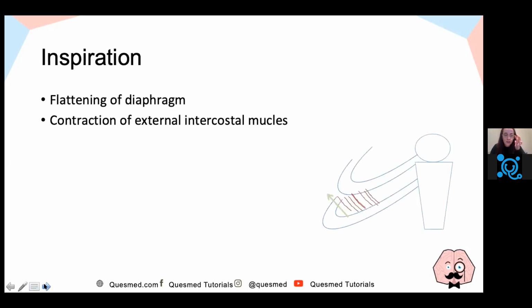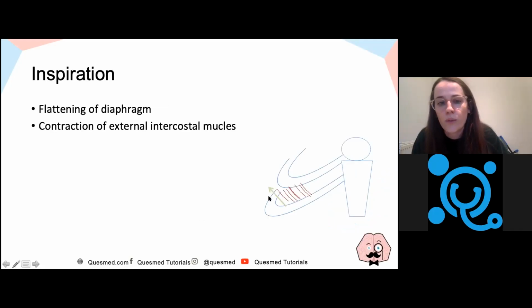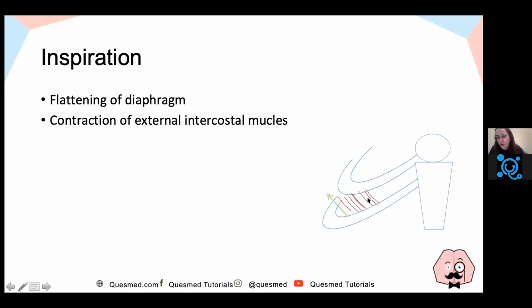So during inspiration, we get a flattening of the diaphragm, as I was saying, and you get a reduced intrathoracic pressure. And we also get contraction of the external intercostal muscles. Our external intercostal muscles, I've tried to illustrate in this slide here, so we've got that cross-hatching going this way.